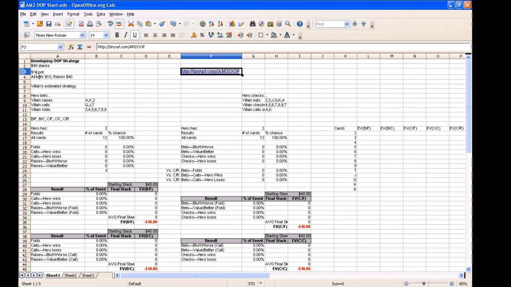So in this situation, we've got $40 stacks, we've got $10 in the pot. All bets will be $10, whether we bet or we check and our opponent bets, and raises will be to 40. So all bets are pot size bets, pot size raises. Makes things a little bit easier, a little bit cleaner.